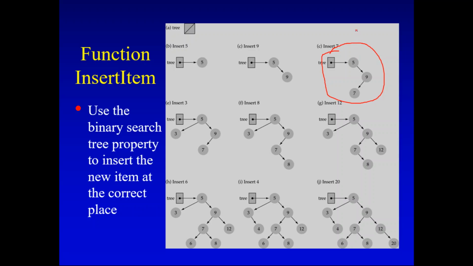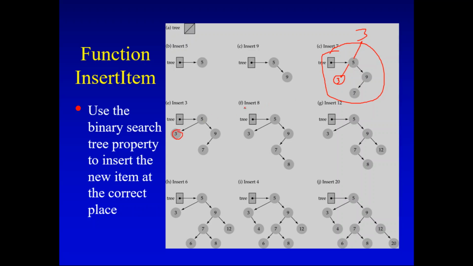So 3 is the input. Start with the root node. Is 3 less than 5 or greater than 5? 3 is less than 5, so where should you go? To the left. Is there anything left of 5? Nothing. There are no nodes to the left of 5, so just add 3 to the left of 5. That's it. So 3 comes here. This is the resultant tree, right?